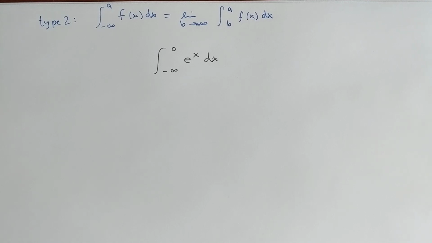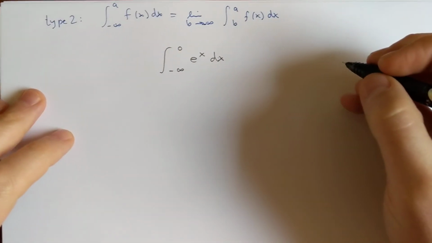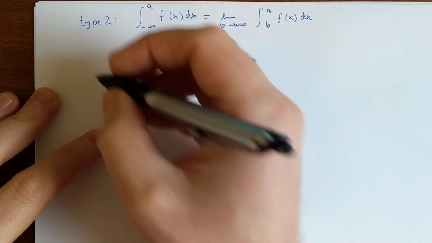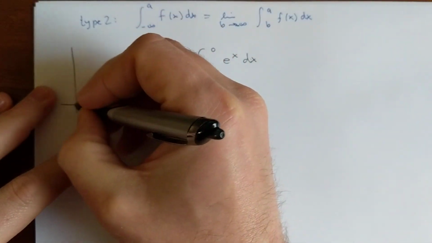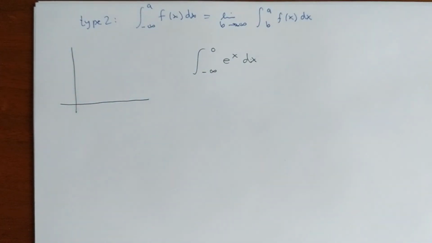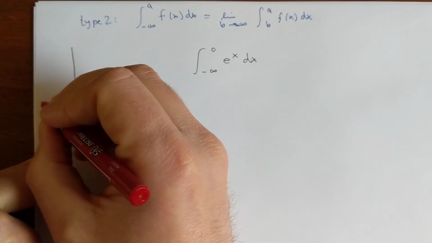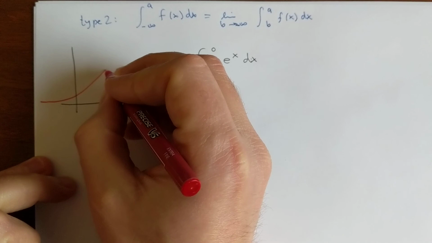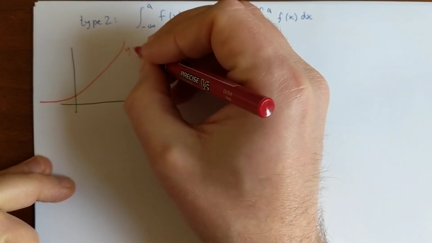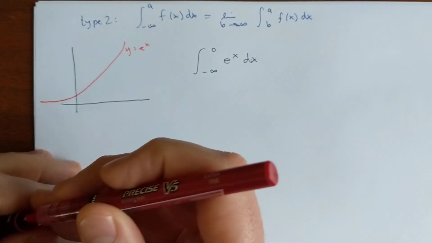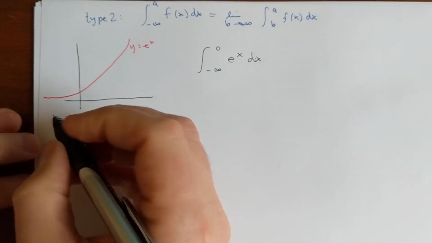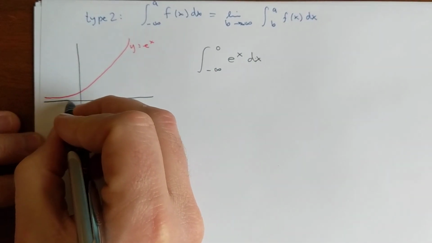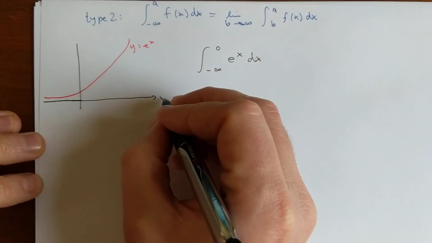So the first example we have here is we're taking the improper integral from negative infinity to 0 of e to the x. And let's remember what the function y equals e to the x looks like. So maybe I'll draw it over here. Remember, this is just the exponential function. It crosses at 1, goes up pretty quickly. Probably quicker than that. Not a great picture, but we will move on.